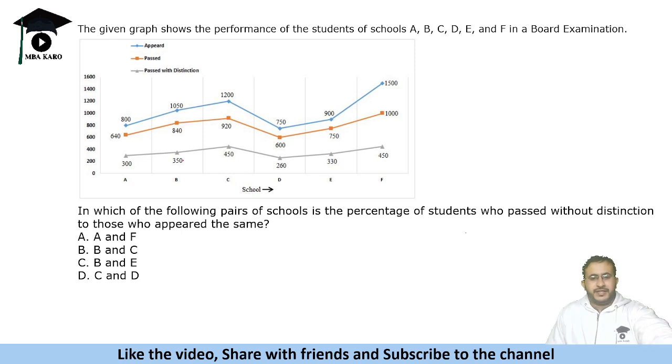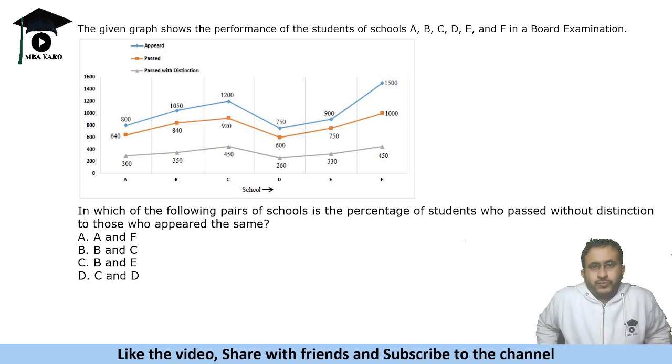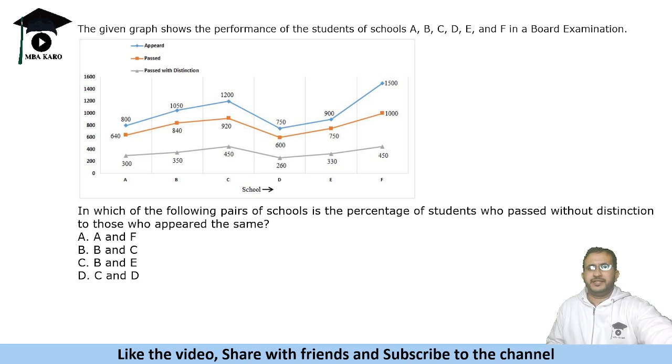Okay, so here's the next question. Now let's move to the next set, which is basically showing the performance of students of schools A, B, C, D, F in a board exam. Right, so there are 6 students, and we need to tell things appeared, passed, and passed with distinction. Okay, so it says in which of the following pairs of schools is the percentage of students who passed without distinction, right, and appeared the same.